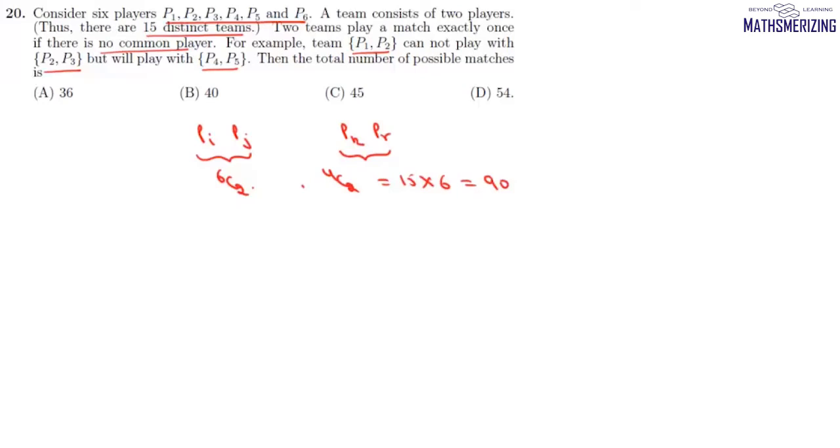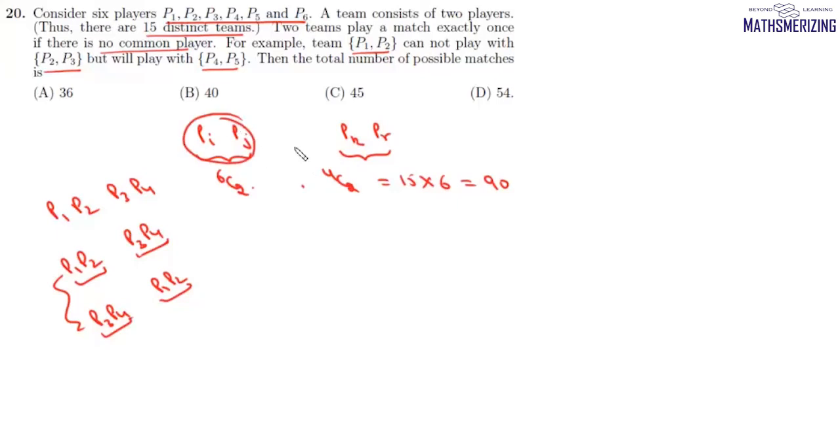Now the problem here is, suppose we have 4 players, say P1, P2, P3 and P4. We can choose the first team as P1, P2 and then the second team as P3, P4, or we can choose the first team as P3, P4 and the second team as P1, P2. So both these configurations represent the same scenario. So these two groups, when they interchange, will not result in a new configuration. So the total number of possible matches will be half of this value, which is 90 by 2, and that is 45, and that's your option C.